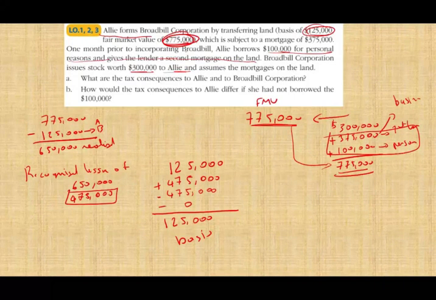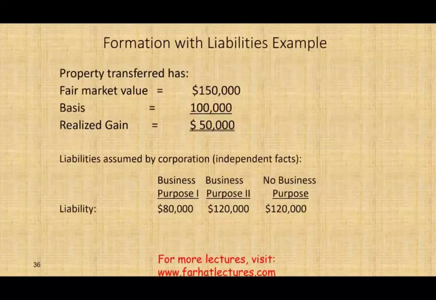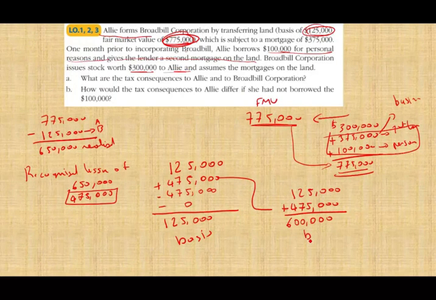Well, the basis for the corporation is, remember the formula, the basis of the shareholder plus the gain recognized. So 125 plus the gain recognized, which gives us 600,000. This is the basis for the corporation, 600,000.